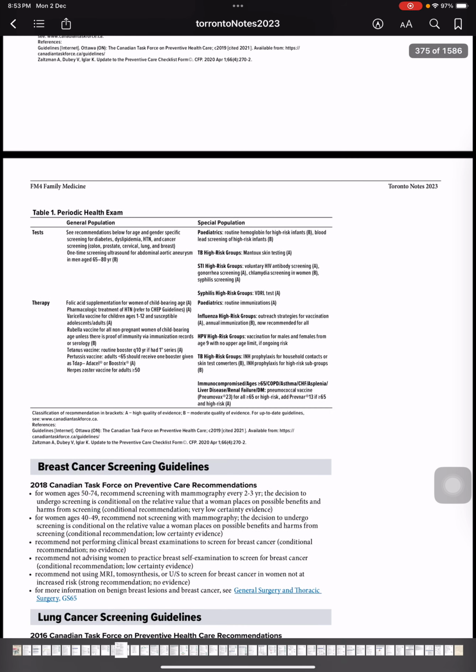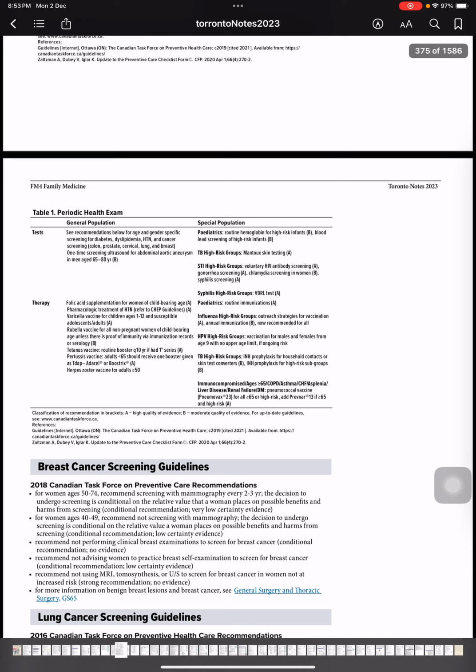Therapy wise, folic acid supplementation for women of childbearing age, definitely. Pharmacological therapy of blood pressure according to CHEP guidelines. Varicella vaccine for children age 1 to 12 and susceptible adolescents and adults. Rubella vaccine for all non-pregnant women of childbearing age, unless there is proof of immunity via recorded immunization or serology. So rubella vaccine, varicella vaccine, pharmacological therapy for hypertension, folic acid for women of childbearing age, and then tetanus vaccine routine booster every 10 years if had a primary series.